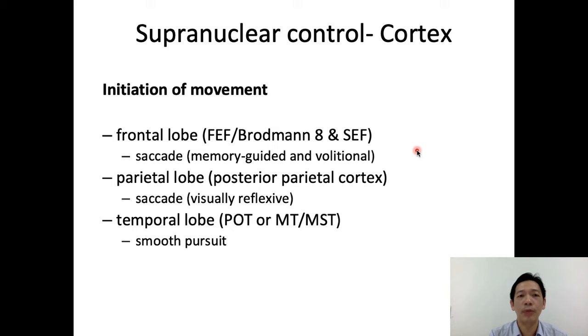But the most important point that we cannot miss is the frontal eye field, or the frontal lobe, in charge of the saccade movement. How about pursuit? There are different locations described by different books, and even our standard textbook may describe it differently. The most important thing they share in common is the temporal lobe. It can be the temporal lobe at the junction of the parietal, occipital and temporal (POT), or the medial temporal or medial superior temporal. To make it simple, smooth pursuit is in charge by the temporal lobe.